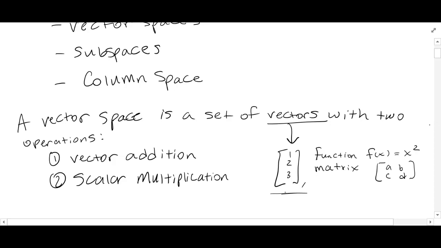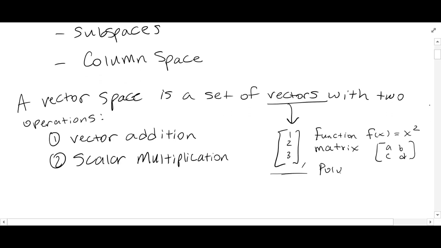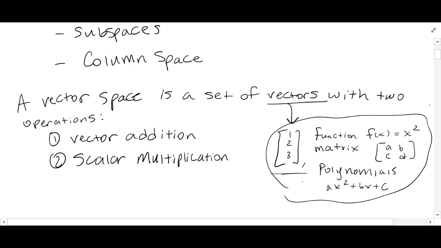So matrices, functions, those are all examples of vectors. Polynomials, which are also functions. Those are all vectors. So I'm using that word in a kind of abstract way.